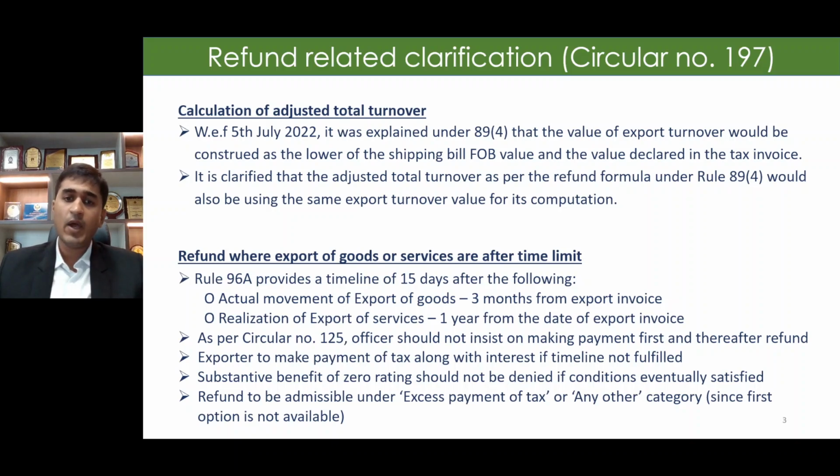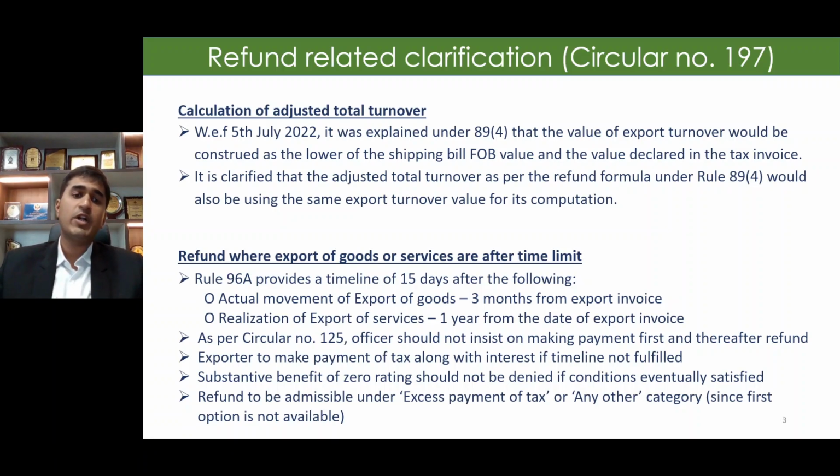So export benefit, even though I had availed without payment of tax, I need to now make the payment of tax along with interest. However, after the said date, once the condition gets fulfilled, 3 months or 1 year, in that case, whatever payment I have made, I can get the refund of that. So it has been clarified that I can file a refund under excess payment of tax, but the excess payment of tax head as of now is only available for excess payment in 3B. That is why if anyone wants to file refund and the excess payment of tax head is not available, in that case one can file a refund under any other category.